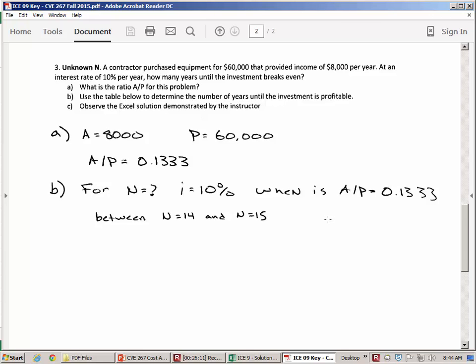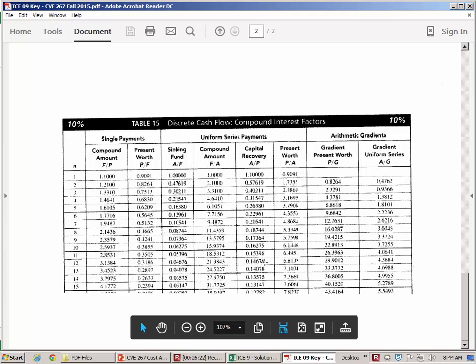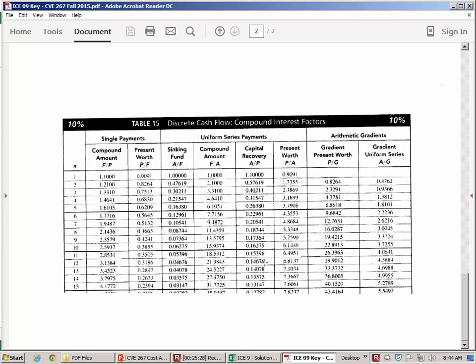So by year 14, the ratio is too high. By year 15, the ratio is too low. So what is the interpretation of that? What does it mean that in year 14 it's 0.135, and year 15 it's 0.131? What that means is in year 14, he's very close to breaking even, but still has a little bit of debt. Not all of the original investment has been recouped by year 14. But then by year 15, finally it's recouped and is making additional profit.